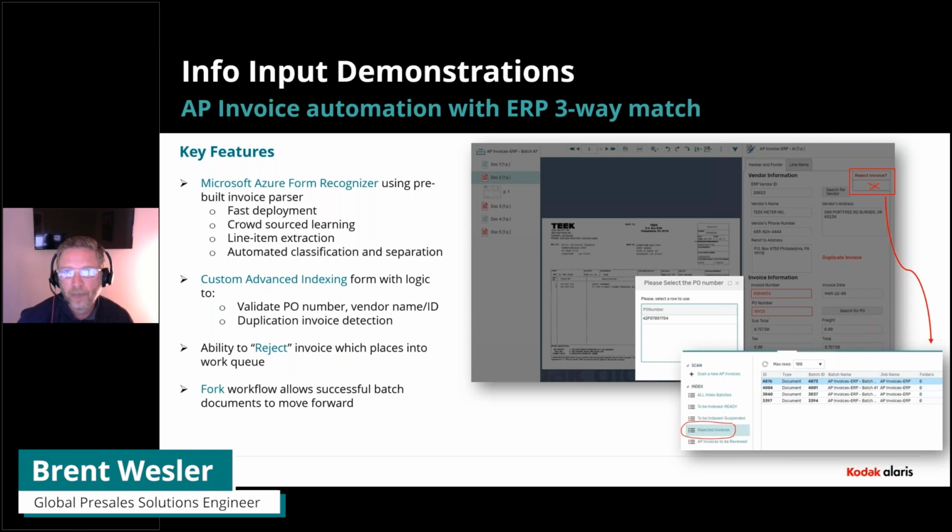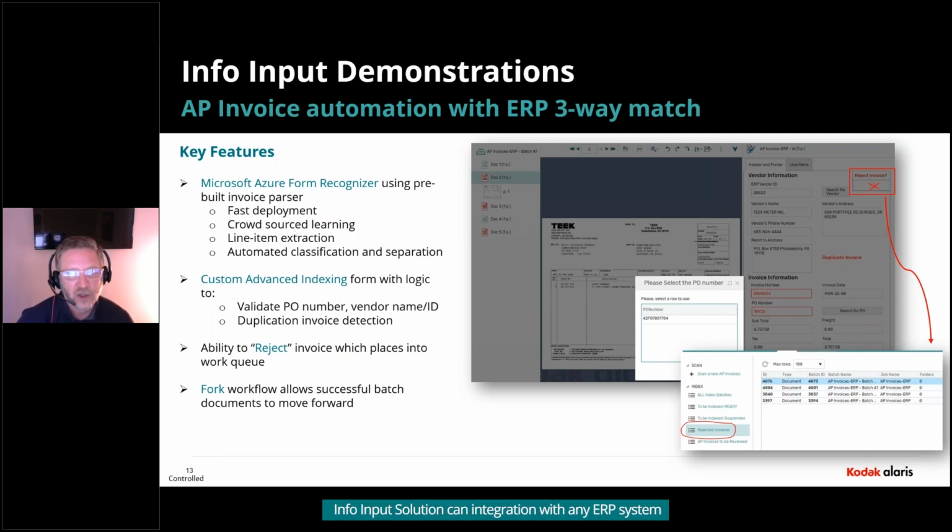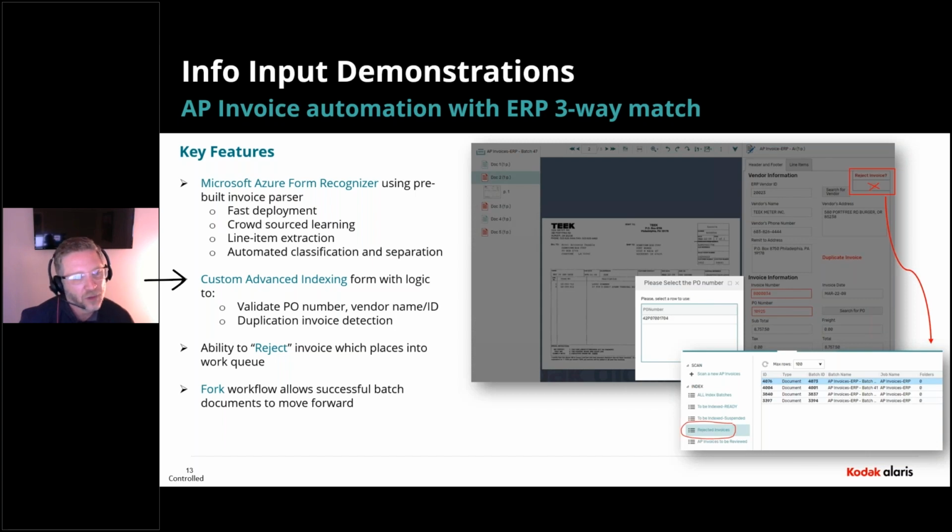So the first one, and probably the most applicable, is AP invoice automation with an ERP system. Unlike a lot of capture solutions, we have what we call custom advanced indexing forms. What this allows us to do is automate and put different trigger points in the UI itself. You can see on the screen, in that screenshot on the right, in the header, footer, line items, you see a reject invoice button, you see a search for PO button.